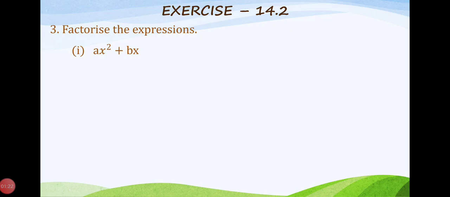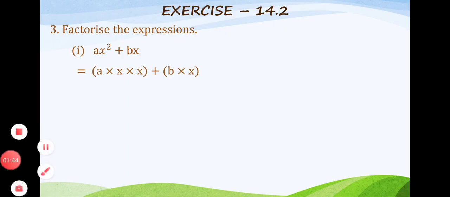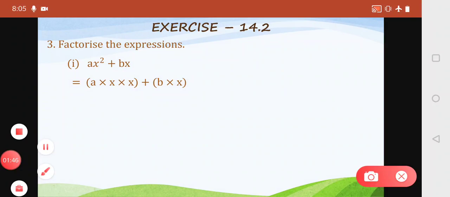Now here when we look at the question, we can see that we can take out a common factor from both the terms of the given expression. So the first term is given as ax square. The factors of ax square are a into x into x, and the second term is given as bx, whose factors are b into x. So first we make the factors of both the terms separately. ax square, that is a into x into x, plus sign as it is, and bx is b into x.